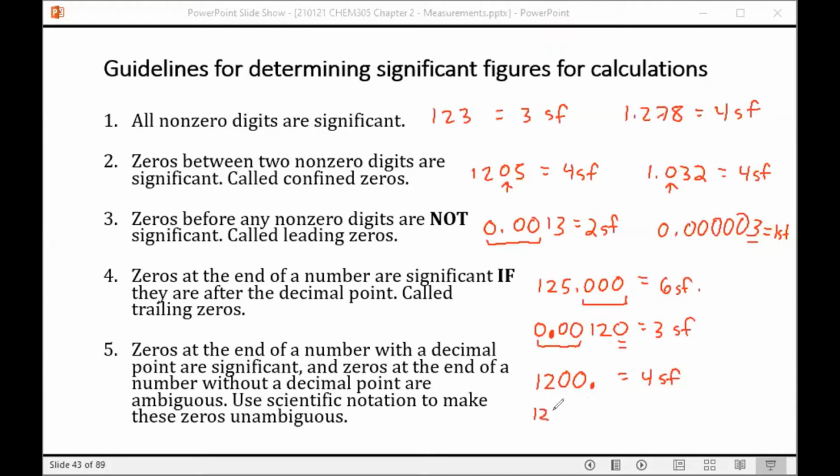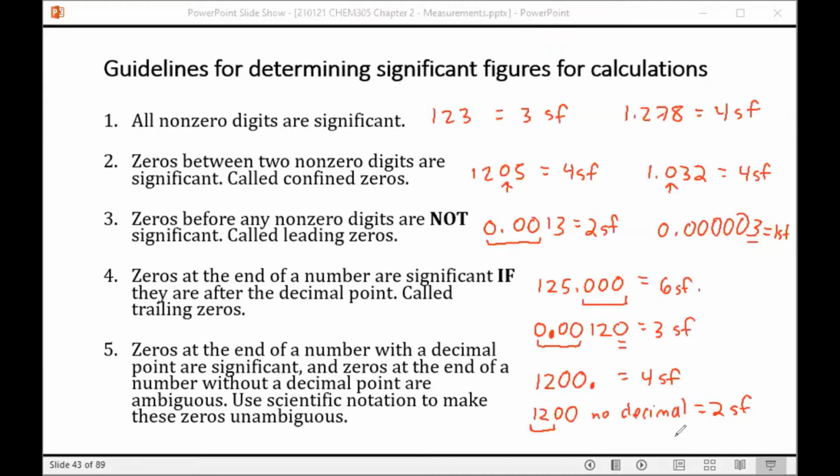But if you have 1200 without a decimal point, no decimal, that would only have 2 sig figs. What you're saying is that these 2 zeros here are just placeholders. They're not significant. So the only significant digits are the 1 and the 2, so you'd only have 2 sig figs. When you write a number in scientific notation, you only include the sig figs in the scientific notation.